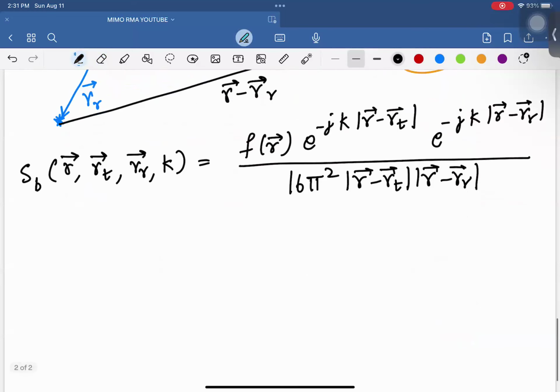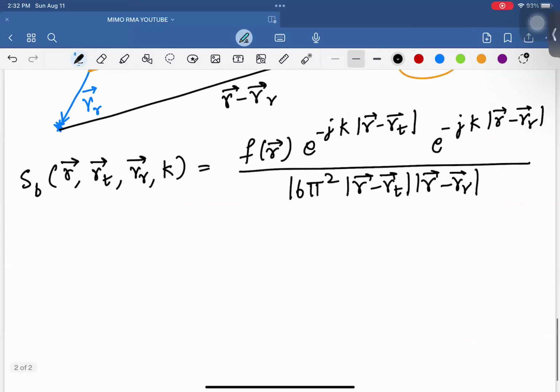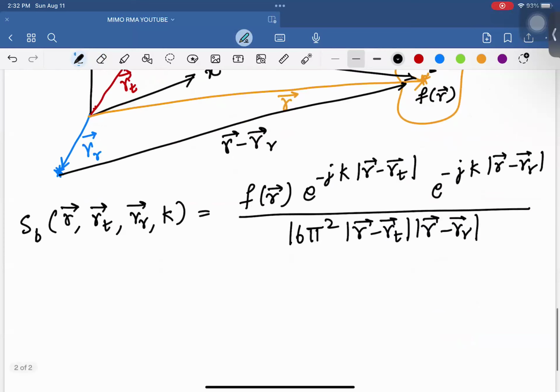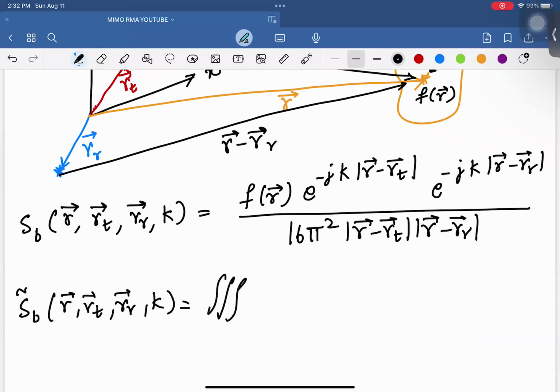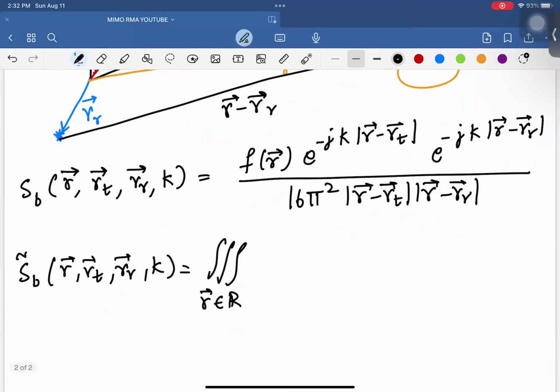So we've already derived this before, and we said that this is for a single point at this location, but the measured signal SB tilde is an integral over all of these reflections from all points of the target. So that is a triple integral over the position vector r belonging to the domain of the target, and you can write SB here as a function of RT, RR, K, DR. This DR is nothing but dx dy dz.